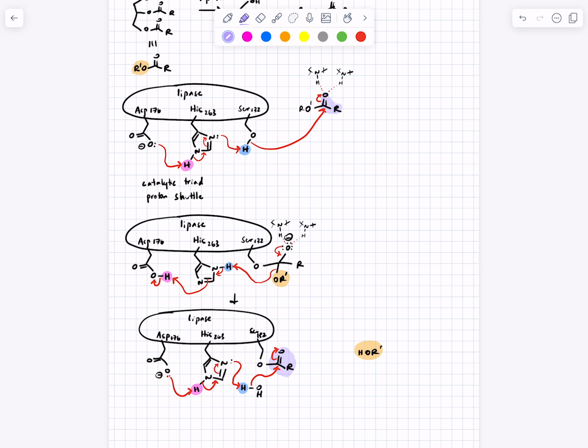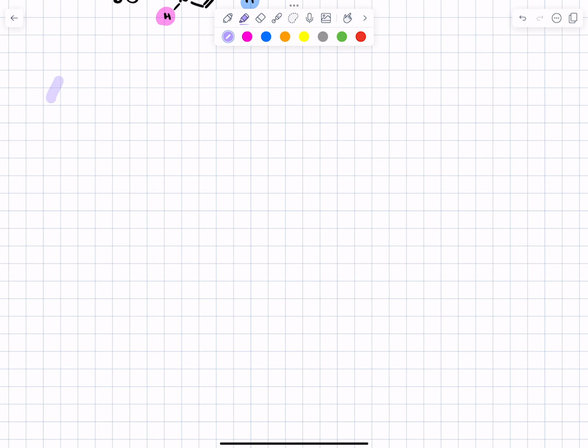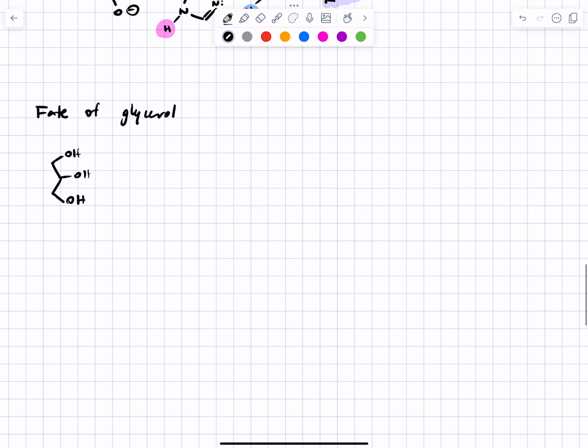All right, let's talk about the fate of glycerol. This is this 3-carbon alcohol. We'll talk about what happens to the fatty acid, but before we do that, let's just deal with the 3-carbon alcohol. Our goal is ultimately to convert glycerol into dihydroxyacetone phosphate, which is the following molecule. This is one of the intermediates in glycolysis.